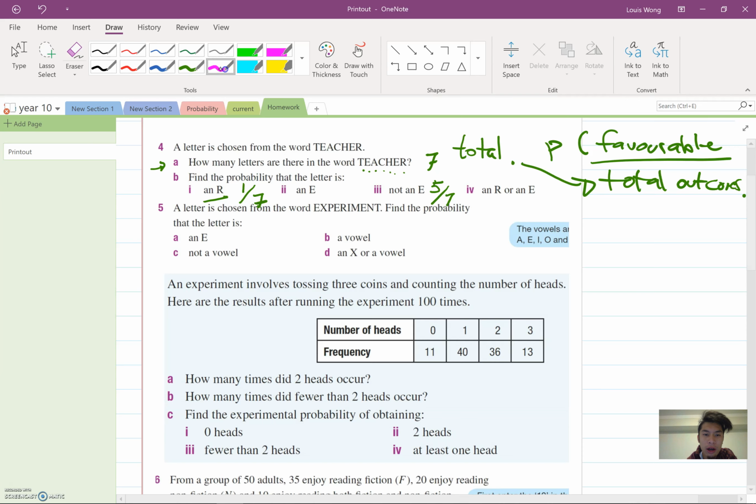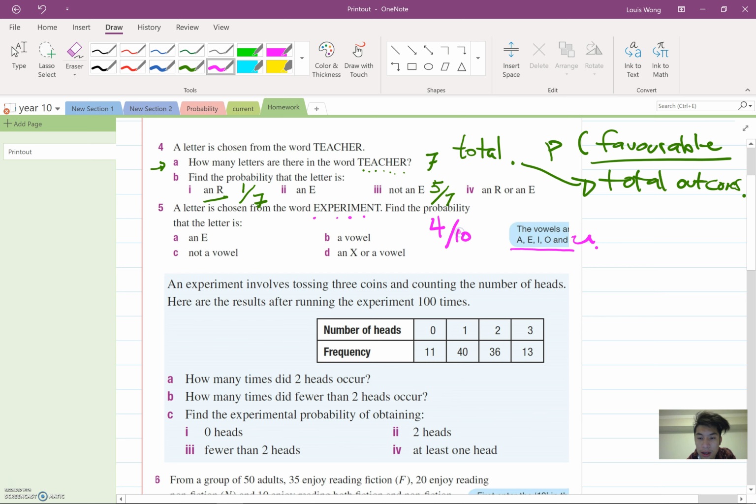Let's have a look at question 5 then. The letter is chosen from the word experiment. Find the probability that the letter is, and I'm going to skip A and go to B, a vowel. So what is a vowel? A vowel is A, E, I, O, and U. And so there's 1, 2, 3, 4 of them. So it's going to be 4 of them are favorable. So it's 4 divided by the total out of the total. So 1, 2, 3, 4, 5, 6, 7, 8, 9, 10.